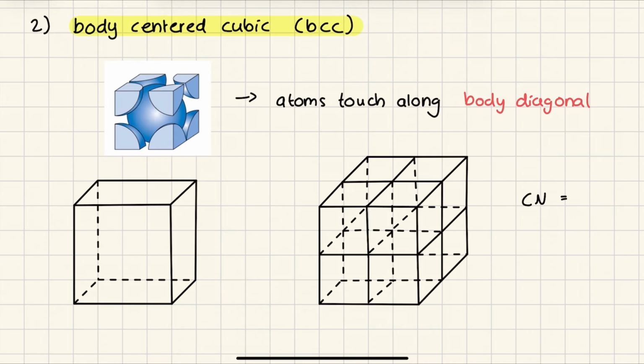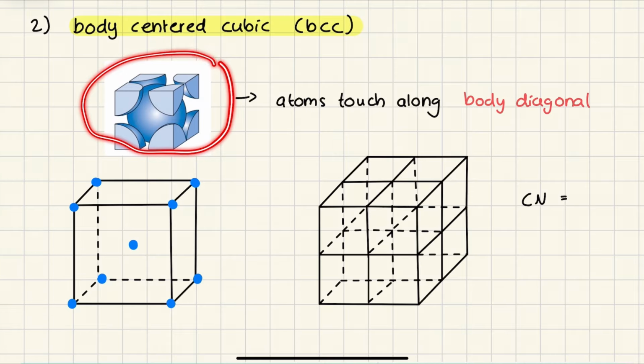Next, we're going to take a look at the body-centered cubic. The body-centered cubic is defined in such a way that we have one atom in each of the corners and another one right in the center of the cube. Transferring this to our simplified drawing, we have again, one in each corner, and another one right in the center.